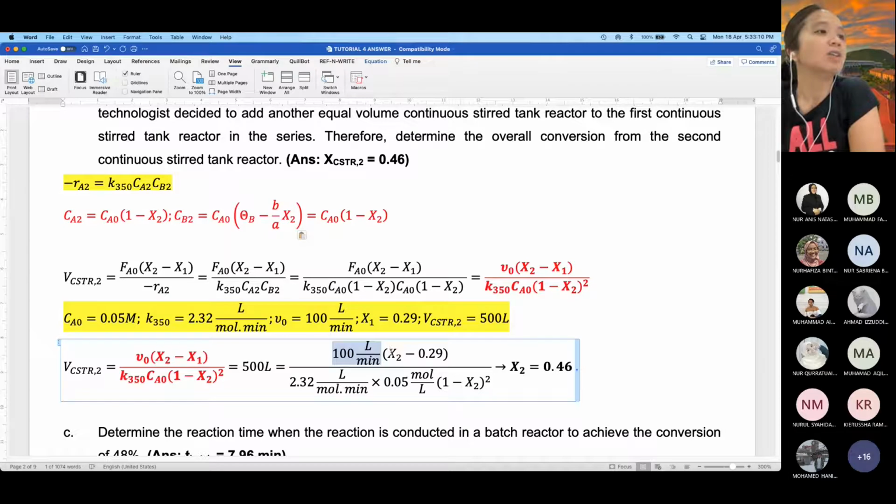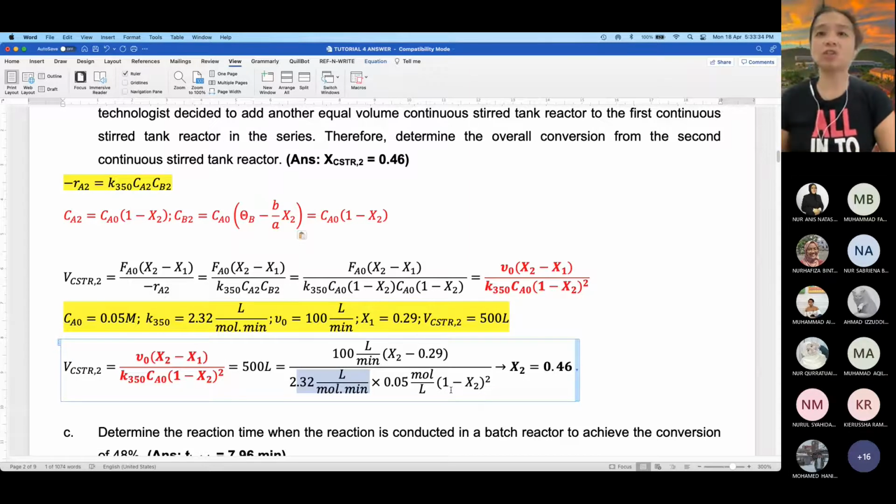So in bracket, X2 is what I want to find, so I leave it. X1, we already know in the first CSTR, the conversion is only 0.29, so I put 0.29. At the bottom, K is the one that we calculated, 350. CA0 is the same CA0, 0.05. And in bracket, 1 minus X2, X2 we want to find.